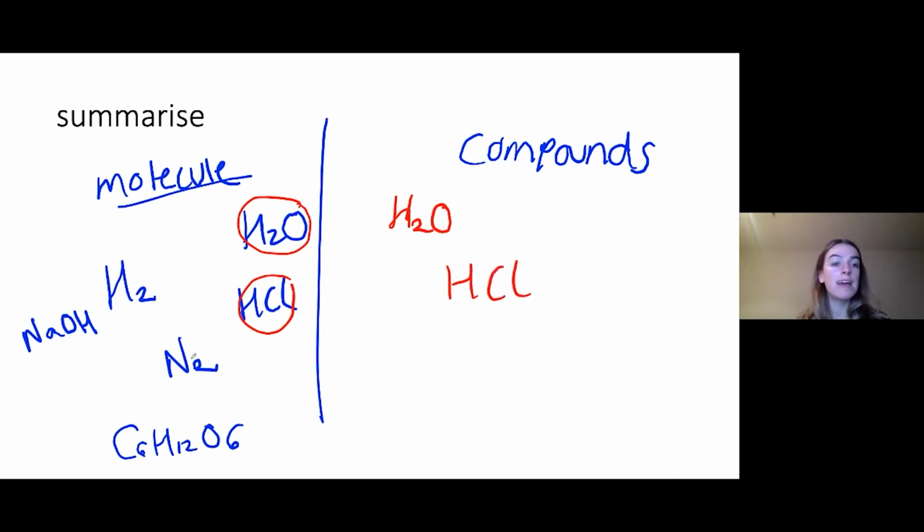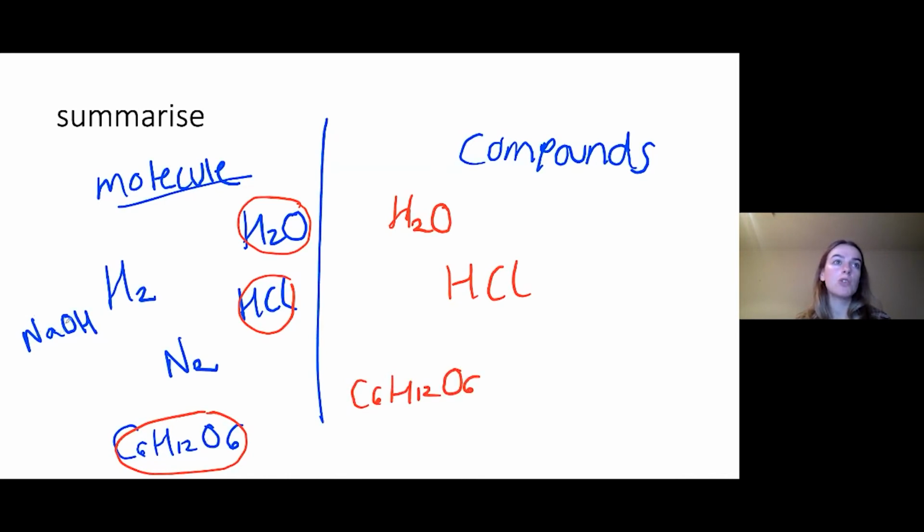Now, N2, is this a compound? Does it have more than one element in there? No, it's not a compound because there's only nitrogen. There's no other things in there. So it must be a molecule, but not a compound. This is obviously a compound because there's three different elements, C6H12O6. Some of you might recognize that's glucose. Well done if you do.